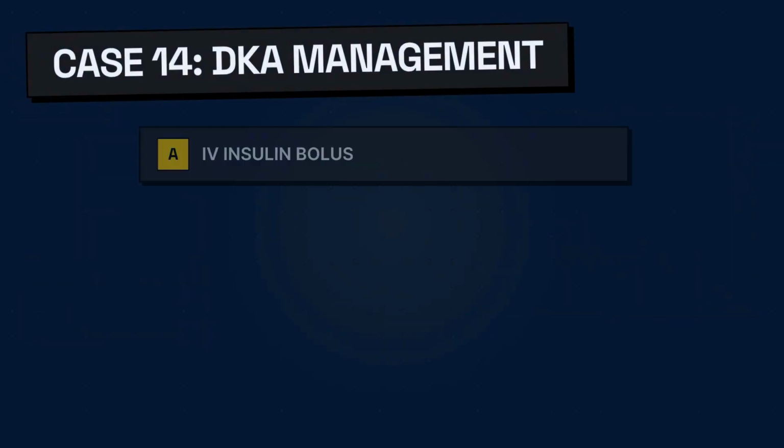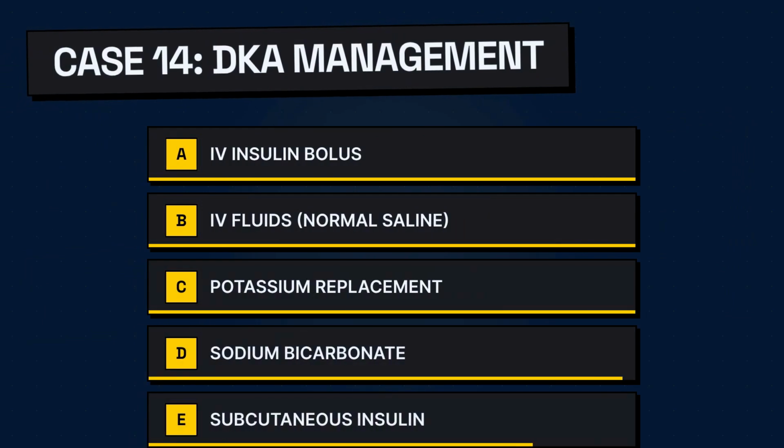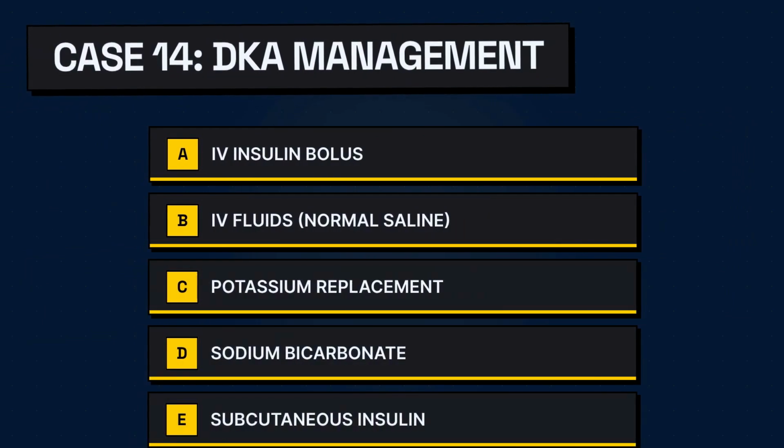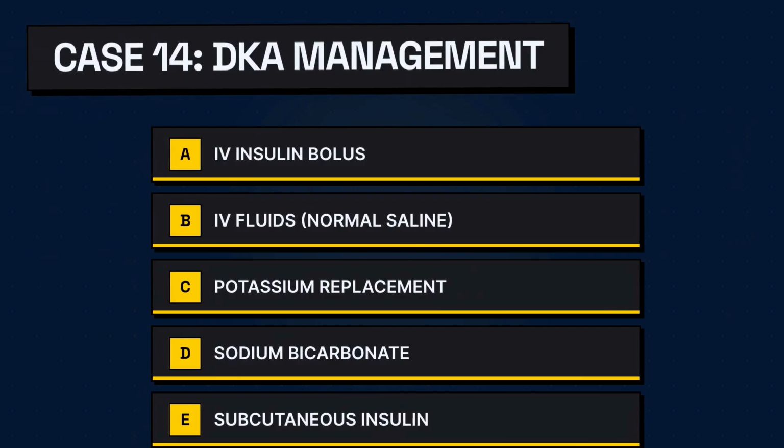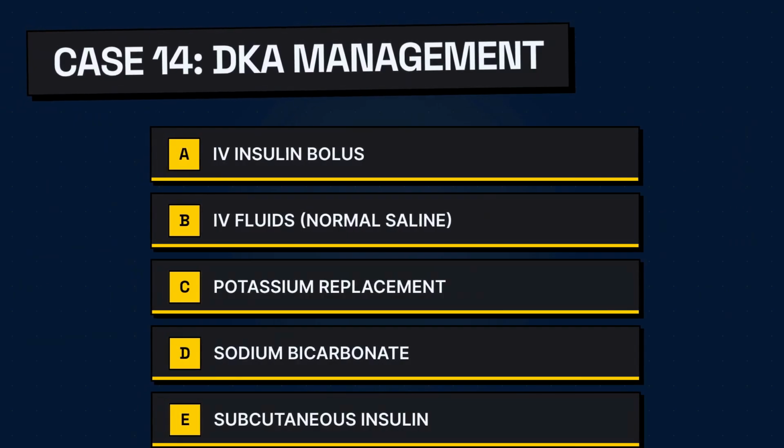A. Intravenous insulin bolus, B. Intravenous fluids with normal saline, C. Potassium replacement, D. Sodium bicarbonate, or E. Subcutaneous insulin. Pause and select. The correct answer is B. Intravenous fluids. The first and most critical step in DKA management is fluid resuscitation to restore intravascular volume. Insulin therapy should follow once potassium levels are confirmed. This sequence prevents circulatory collapse.